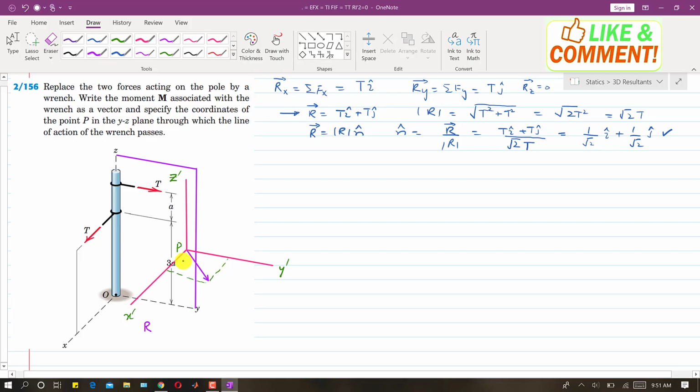So this is that resultant, and this is that point P in the yz plane. So let's say that this point P is at a distance of z from this x-axis. Let me write that dimension as well. So let's say that this point P is at a distance of z. Let's say that distance is z, right?